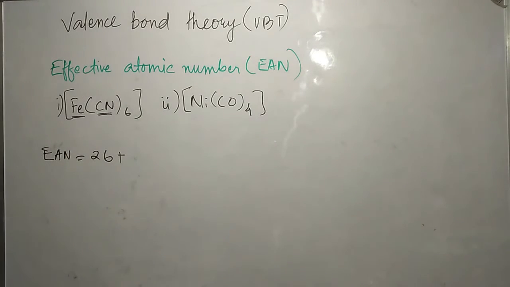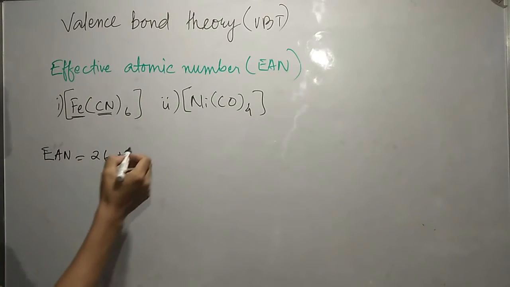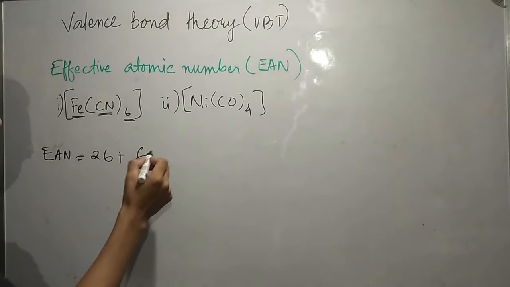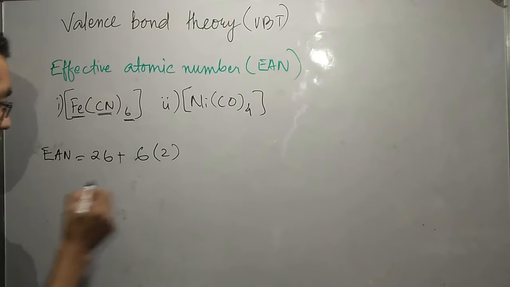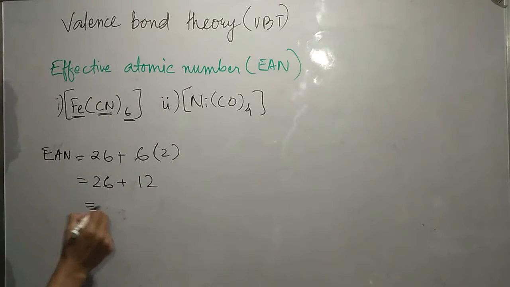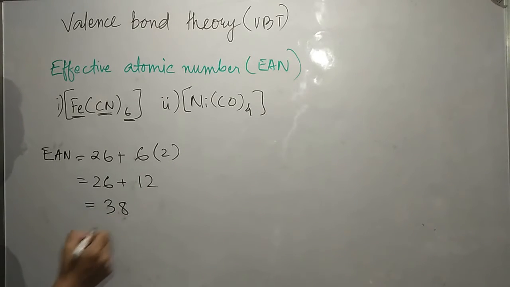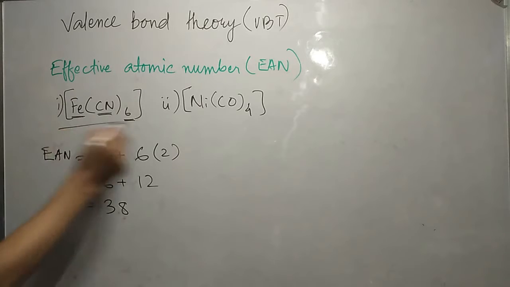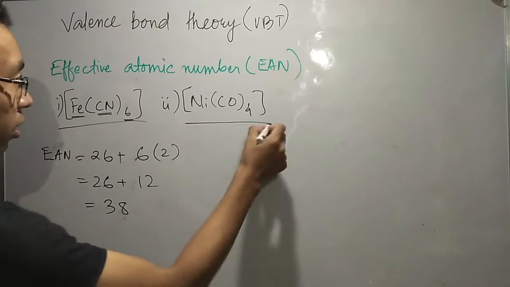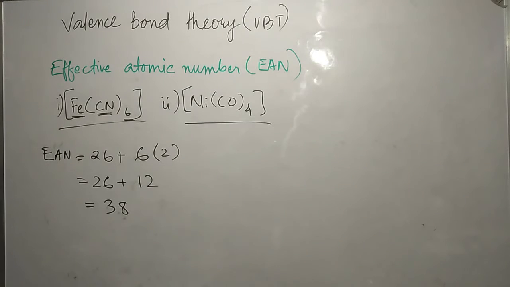each of the CN contributes 2 electrons. Therefore, 6 is the total number of ligands, times 2. That equals 26 plus 12, which equals 38. So the EAN for this particular complex is 38. You find out in the same way for this one.